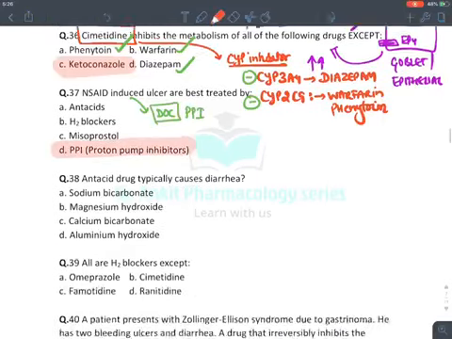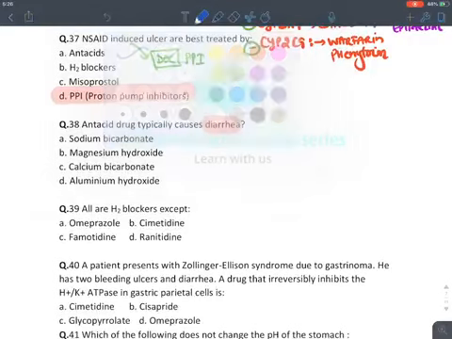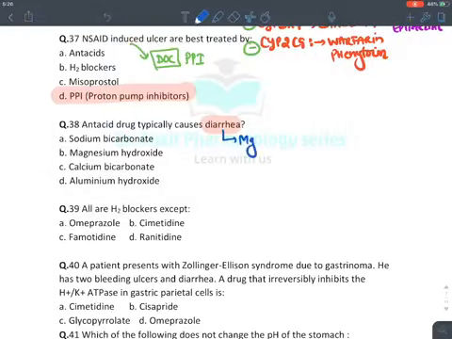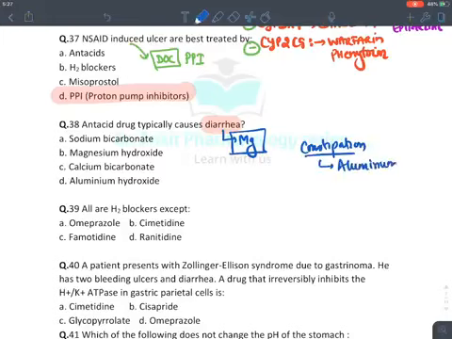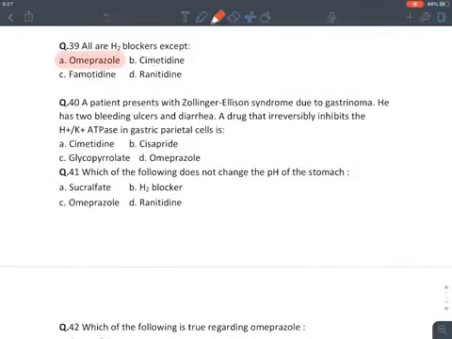Try to find proton pump inhibitor, D. Antacids, drug typically causing diarrhea. Diarrhea is caused by magnesium. And constipation is caused by aluminium salts and calcium salts. So the answer out here is magnesium hydroxide. All are H2 blocker except omeprazole. Omeprazole is a proton pump inhibitor.